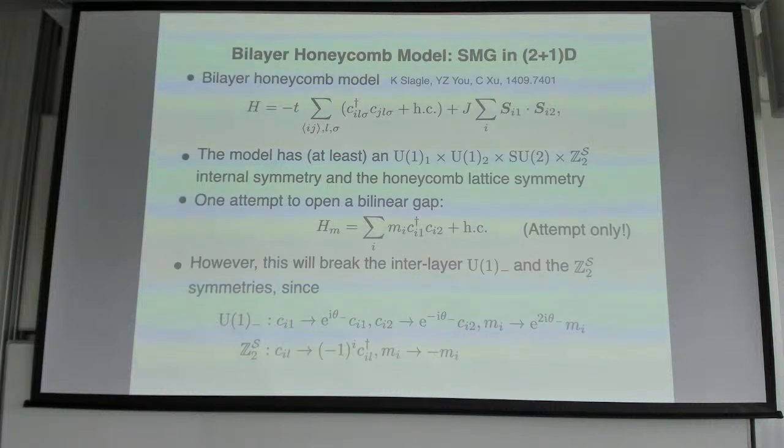However, as we already mentioned, it must break some of the symmetry. And in this case, it breaks the U1 minus symmetry, the so-called interlayer U1 symmetry. U1 minus is basically a combination of these two U1 symmetries with an opposite rotation. So if you rotate the first layer fermion with a positive phase and the second layer with a conjugate phase, then the mass term, because it's like interlayer hopping, will rotate by twice the phase. So you can see this mass term will break the symmetry. And then you also break the very crucial sublattice symmetry as well.